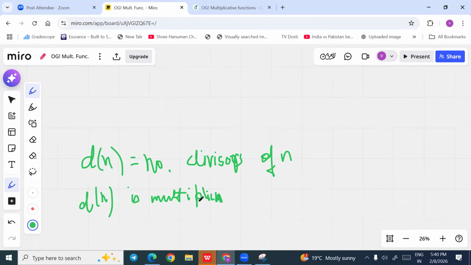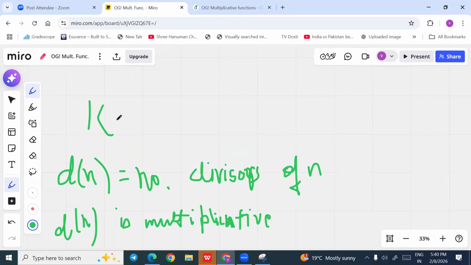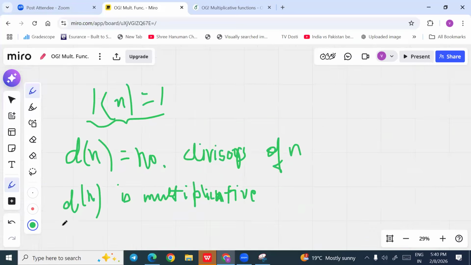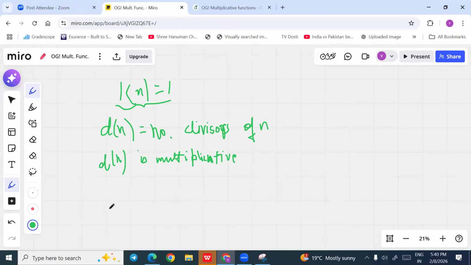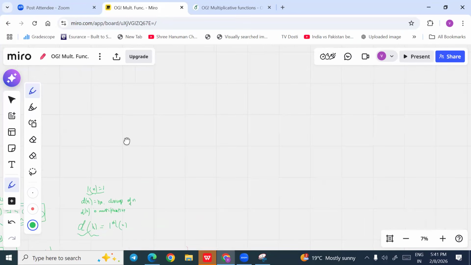Isn't it just one convolution one? Yes, exactly. So it's trivial to see that 1 of n is 1, and this is obviously a multiplicative function. If you look carefully, d of n is just 1 convolution 1. And since 1 is multiplicative, this has to be multiplicative. So this is indeed trivial.